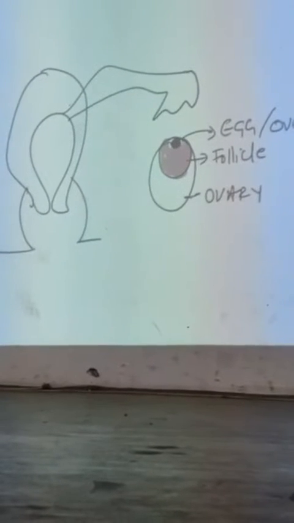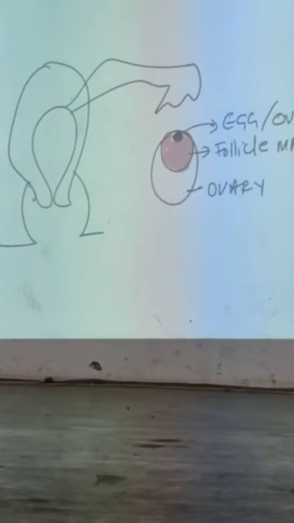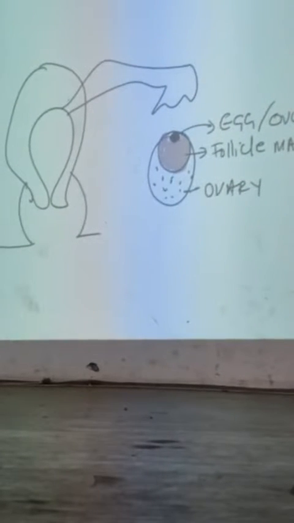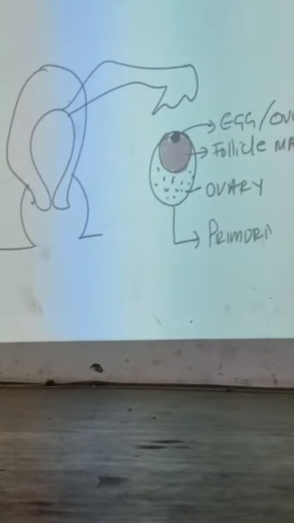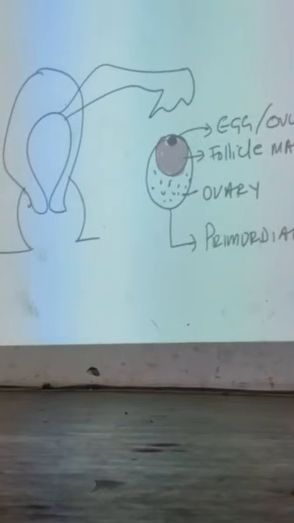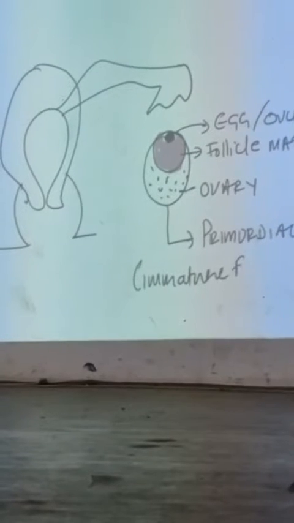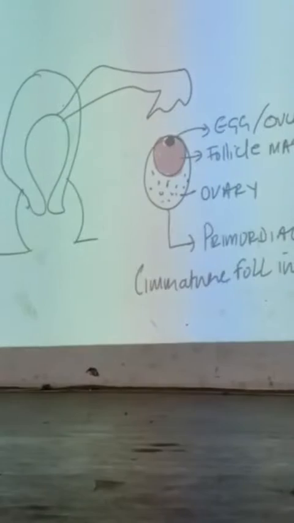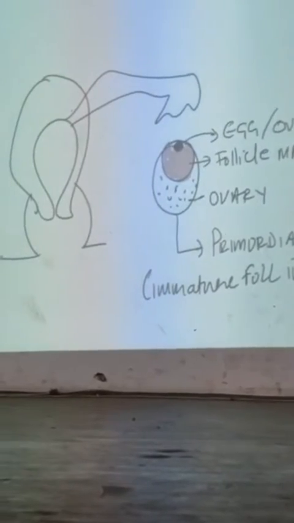This is a mature follicle. Why am I saying this mature? Because the ovary has numerous immature, very small primordial follicles. These are the immature follicles in the stroma of the ovary, in the tissue of the ovary. Stroma, tissue. So in the tissue of the ovary, there are a lot of immature small follicles. These are called the primordial follicles.